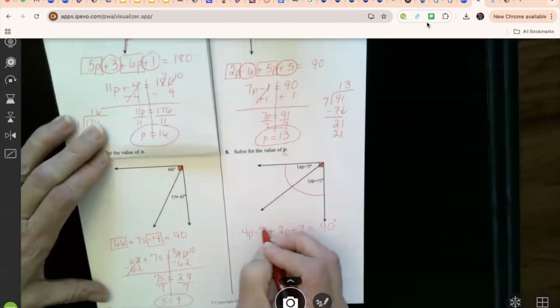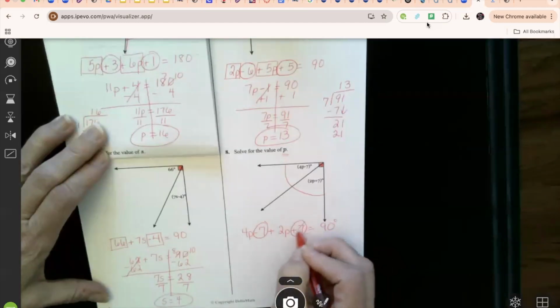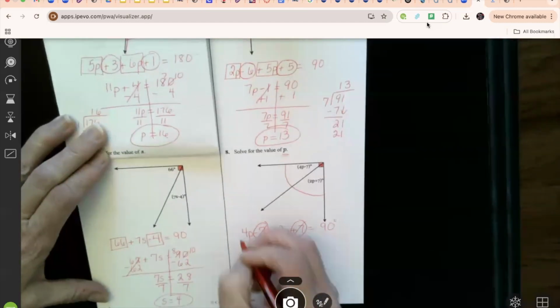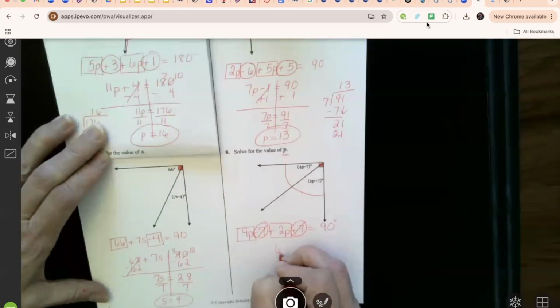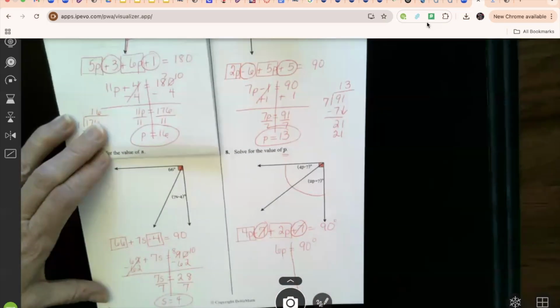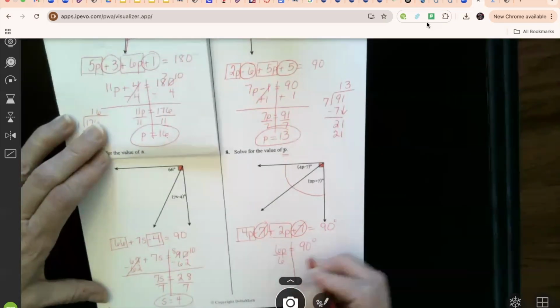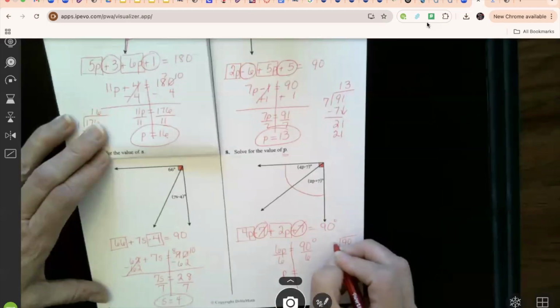Hopefully you realize that this negative 7 and this positive 7 make a zero pair. So really all you have is 4p plus 2p, which is 6p. So you have 6p equals 90 degrees. All we have to do with this equation is divide both sides by 6 to find the value of p. And again, I don't remember what 90 divided by 6 is.